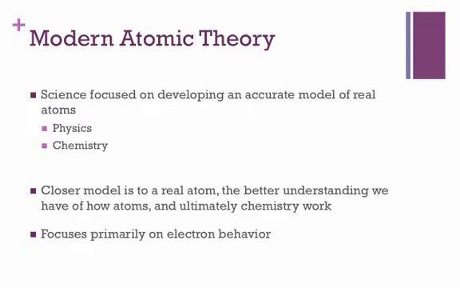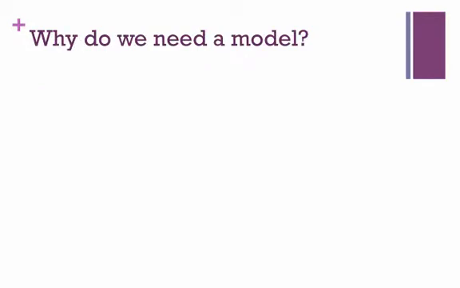So while things can be going on inside of the nucleus, they don't necessarily affect the outward behavior that the atom has towards the other atoms around it. Bonds forming in chemical reactions focuses primarily on electron behavior, therefore these models focus primarily on electron behavior. So getting then into the question, why do we actually need a model itself?